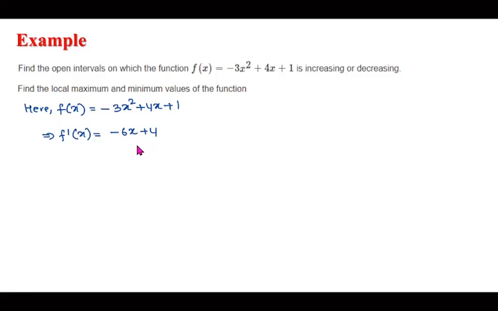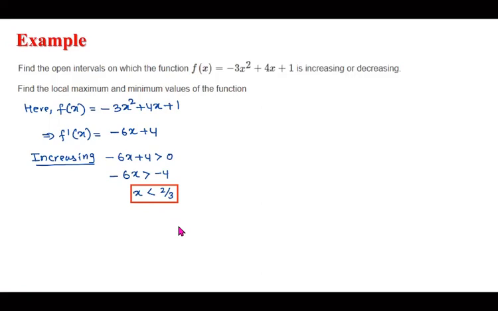For the function to be increasing, let's do where it is increasing. The derivative must be positive. So that means -6x + 4 must be greater than 0. We can solve it like this. -6x is greater than, if you subtract 4 on both sides, -4. And in order to find the value of x, we divide on both sides by -6. By dividing by -6, the inequality sign will flip, and it will be -4 over -6, which is 2/3. So the function is increasing for x less than 2/3.